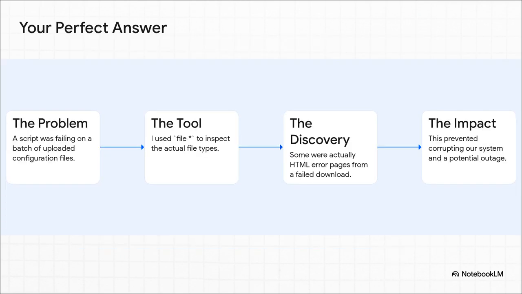First, you state the problem, a real-world issue. Then you name your tool, file, which shows you know how to use it efficiently. Then comes the discovery. You found out the files were imposters. And finally, and this is the most important part, you state the impact. You didn't just fix a small bug, you single-handedly prevented a potential system-wide outage.